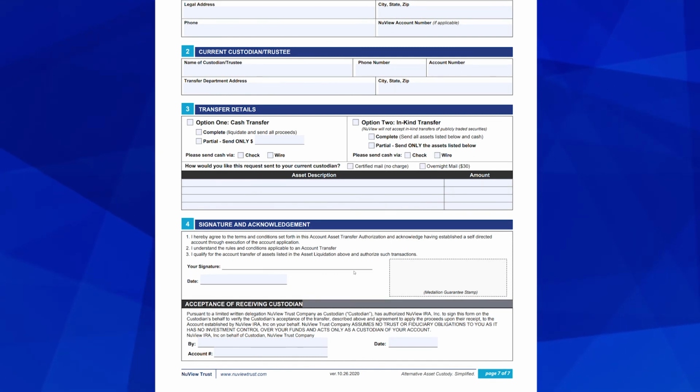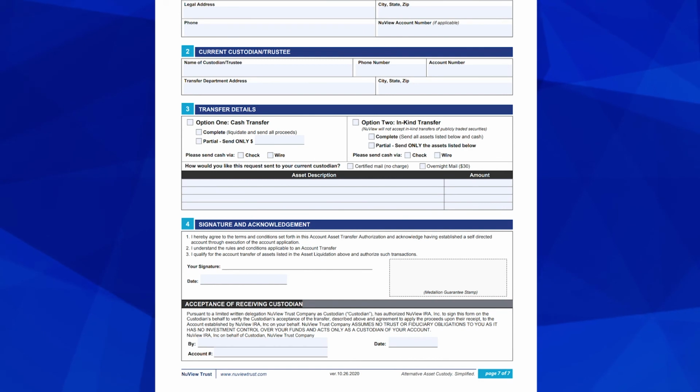Section 4, signature and acknowledgement. This is for the account holder. Again, if there's more than one authorized signer and all are required for all documents, please make sure everyone is signing here and dating here as well. A medallion guarantee stamp is only required if the current custodian who is holding the cash and assets currently requires it. So this is not a NuView requirement, rather a requirement based on the custodian who currently holds everything. This last section, acceptance of receiving custodian, is to be signed and filled out by my ops team, so please disregard that section. We execute this section and send it to the current custodian on behalf of the client.